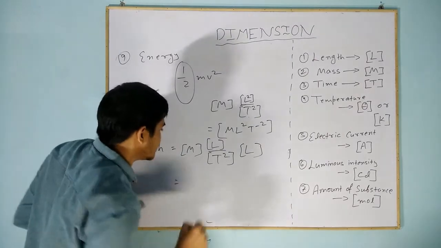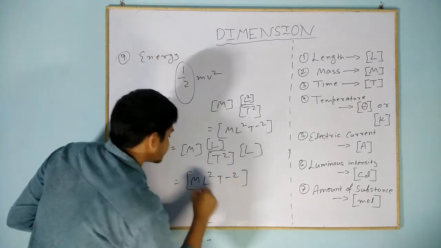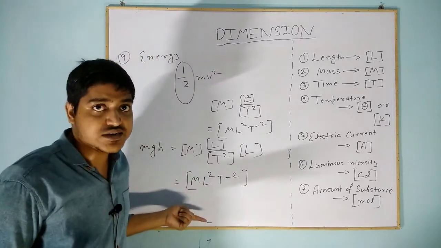Let's see what answer we get. M L square T raised to the power minus 2. Same answer, right?